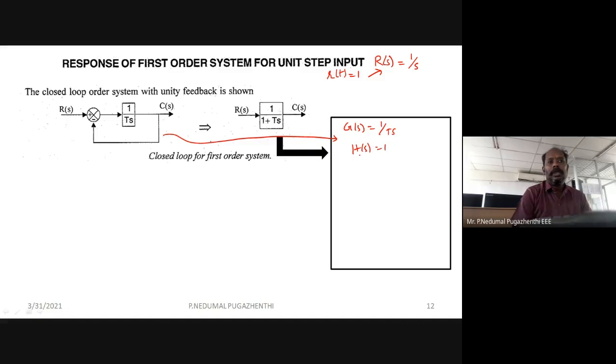from here, I will get my closed loop C of S by R of S is equal to G of S divided by, with negative feedback, 1 plus G of S, H of S. If we substitute all these values, I will get 1 by Ts divided by 1 plus 1 by Ts into 1, which I can write like 1 by 1 plus Ts. That is how you got this.